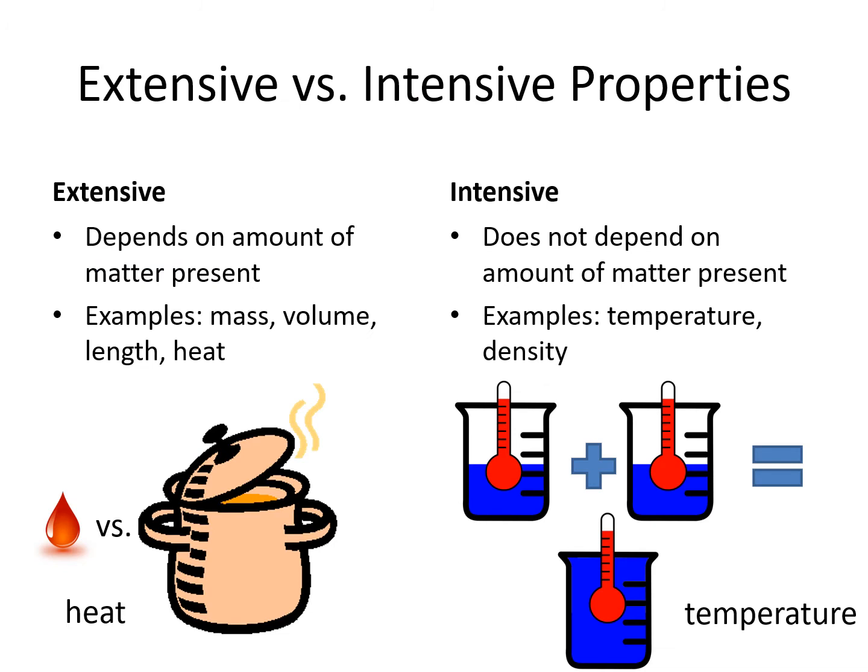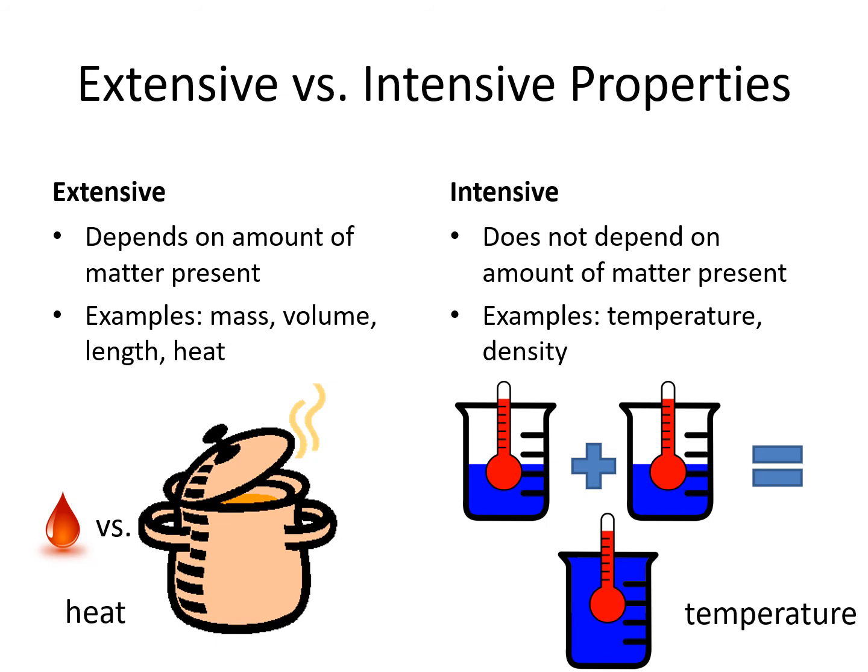Another way that we can classify properties besides physical versus chemical is extensive versus intensive. Extensive properties depend on the amount of matter present. I think of the word extent. Examples of extensive properties include mass, volume, length, and heat.